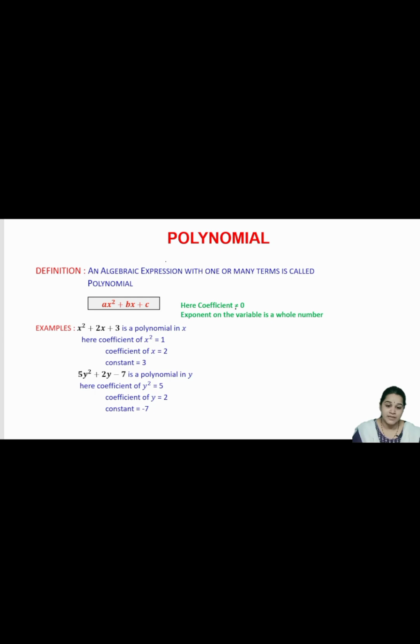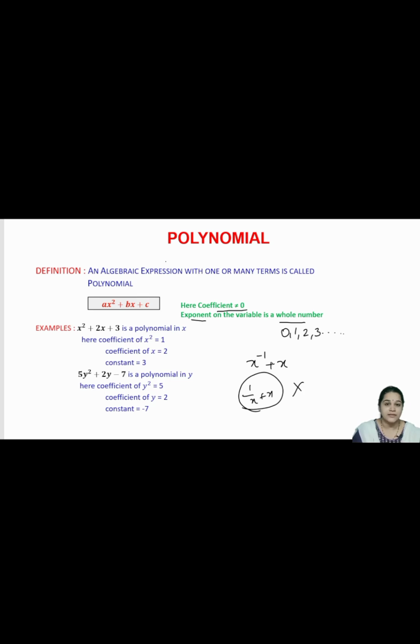Here we must remember the coefficient of the variable must not be 0 and the exponent, which means the power of the variable, should be a whole number like 0, 1, 2, 3 and so on, and it must not be a negative number. Suppose we consider an expression like x inverse plus x. Here x inverse can be written as 1 by x plus x, and ultimately it is not a polynomial.